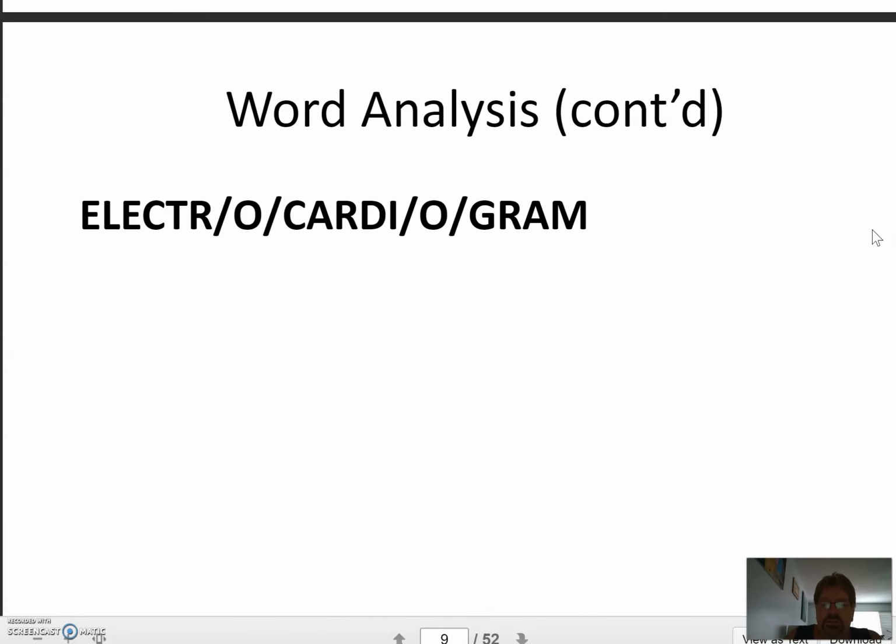Okay, this is it. You've all heard of EKGs, electrocardiograms, or ECGs. It can be either one. Here it is, electrocardiogram. Cardio means heart, electro means something to do with electricity. Gram means to measure. In fact, that's what an EKG does. It measures the electrical activity of the heart.